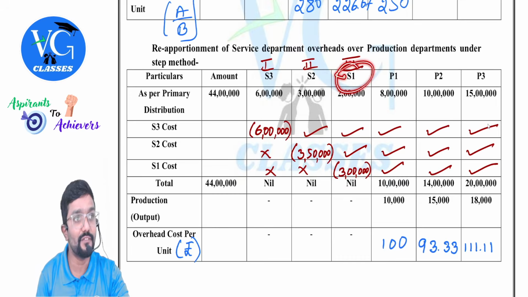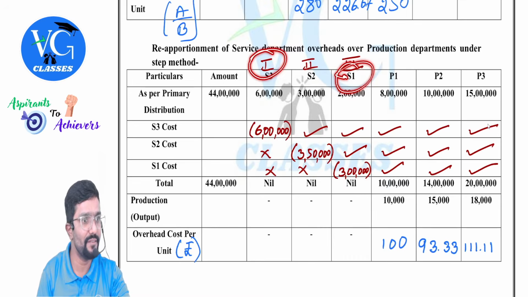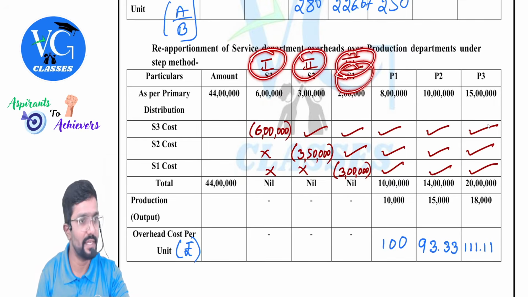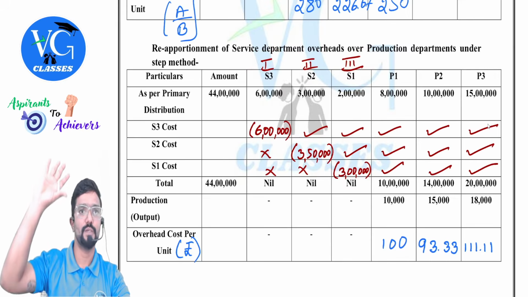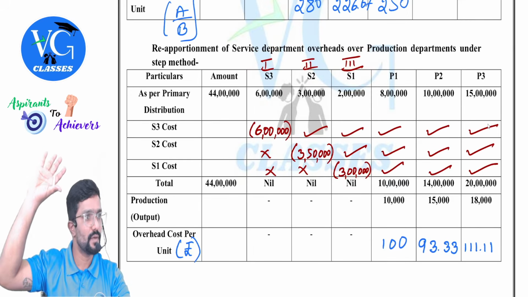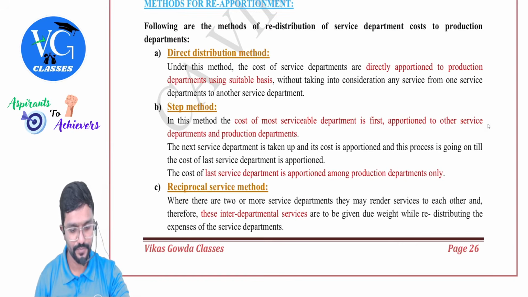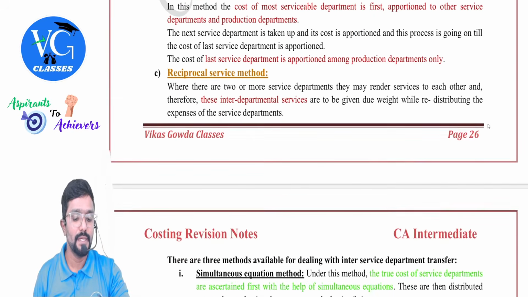I didn't take S1 here first. Why? Because they are not ranking 1. Whichever is rank 1, place them first. Rank 2, rank 3. Then production departments. Hope you understood. Got it? Yes. Sure. Next.